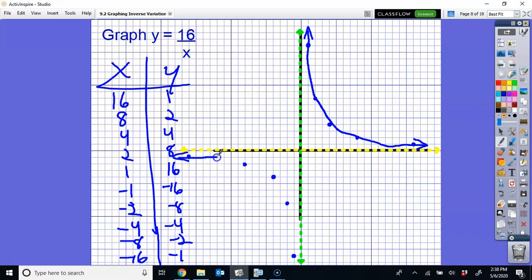And yes, Mr. Harrison kind of got a little shaky there, sorry. Been a little while since I've been graphing, because we hadn't graphed a whole lot since we've been home. But that's what these look like.